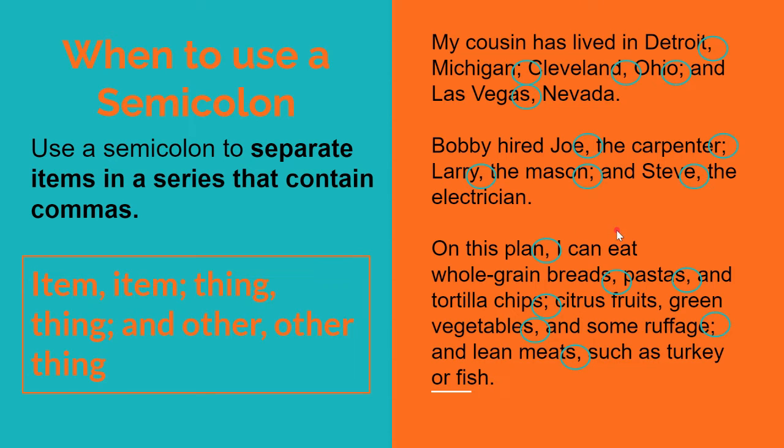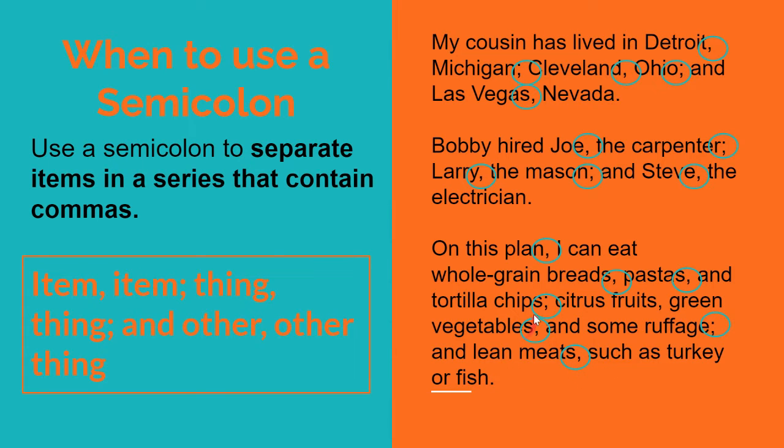I can eat whole grain breads, pastas, and tortilla chips. That's my first item on my list. Citrus fruits, whoops, missed a comma there. Green vegetables, and some roughage; and lean meats, such as turkey or fish.